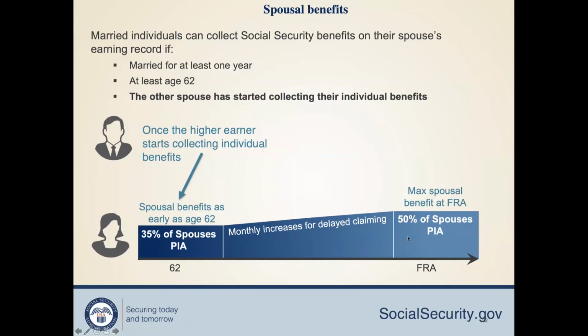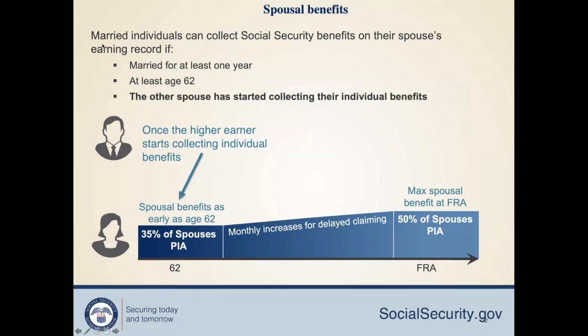I have a question. If the spouse claims at 62, say 35% as you say here, and the husband claims at FRA, after the husband dies, will the wife get the full FRA amount of the husband's, or less since she started collecting at 62? No, she will get the full FRA. Survivor benefit is always full, so it doesn't matter when she was collecting her own. Correct.